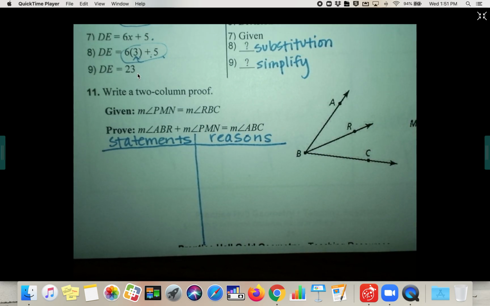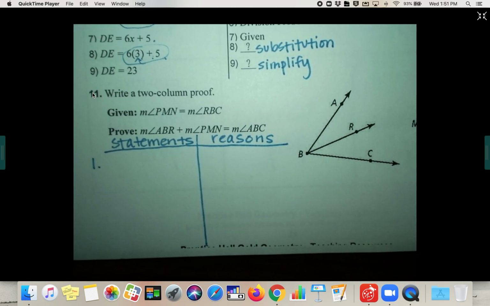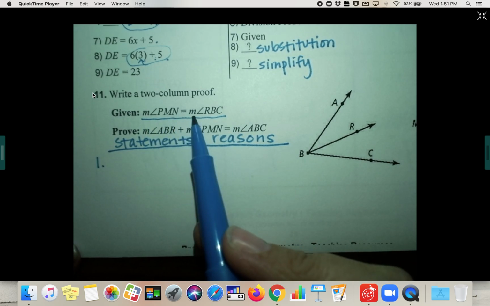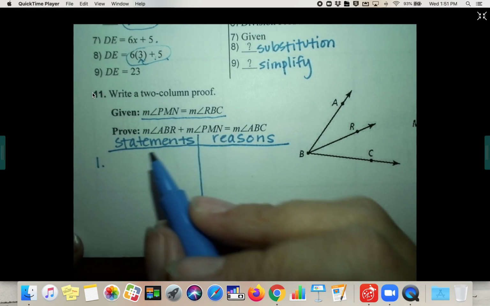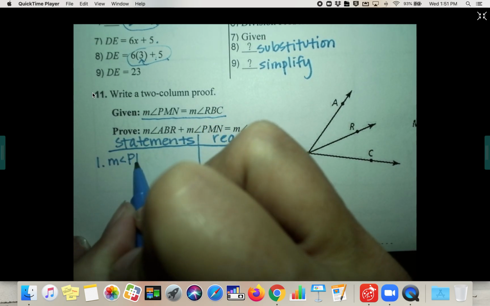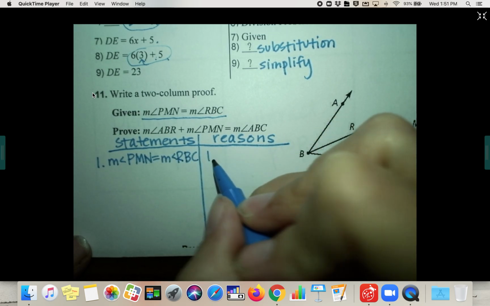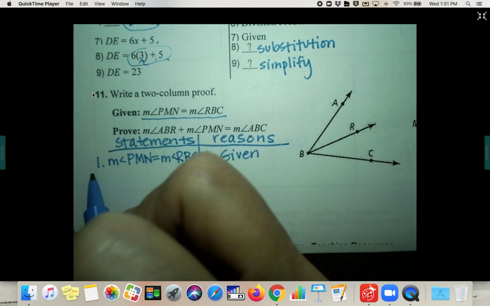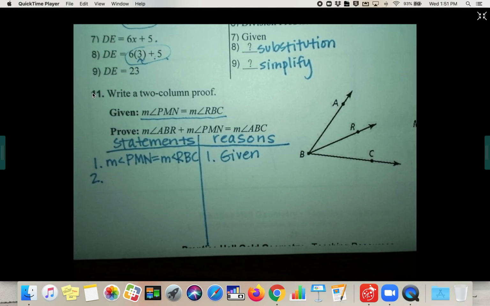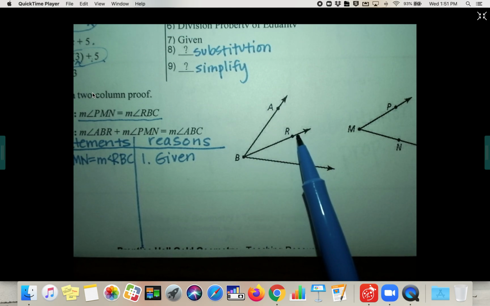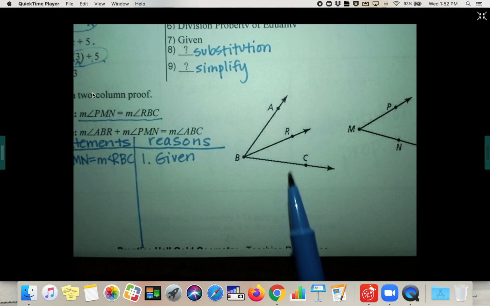Okay, just like we mentioned before, our first statement is always the given. So let's go ahead and write what they gave us. They say that the measure of angle PMN equals the measure of angle RBC. So let's just rewrite that. Measure of angle PMN equals the measure of angle RBC. And the reason is because it was given to us. We know that much because it says so. It was given. What we're trying to prove is that the measure of ABR plus the measure of PMN would equal the measure of ABC altogether.